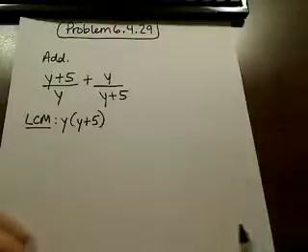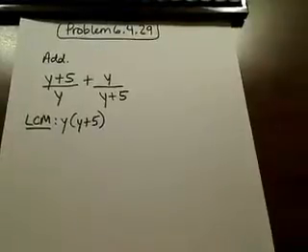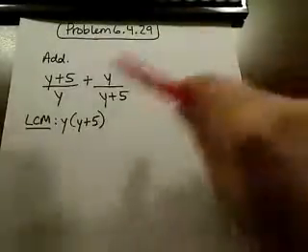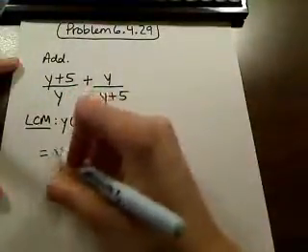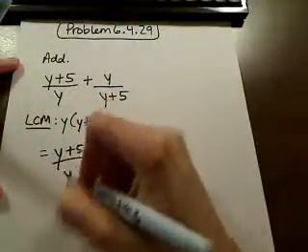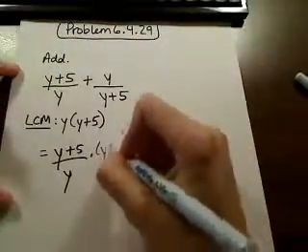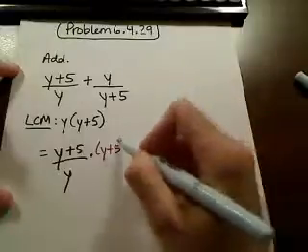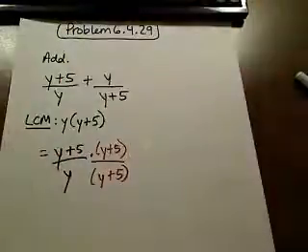Okay, so I'm going to try and do this in color and see if you can see it in color. I don't know if it's going to come across in the video. So anyways, this first fraction we are multiplying by y plus 5 over y plus 5. Oh yeah, you can kind of see that.